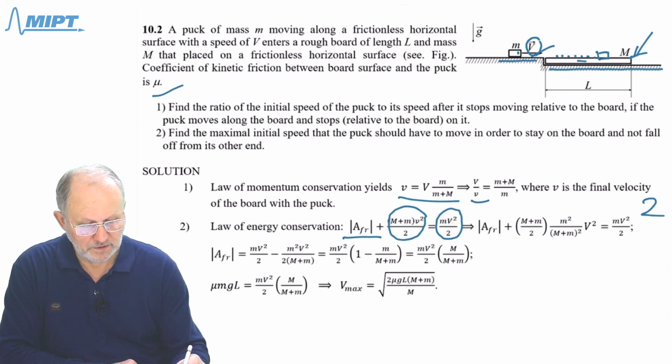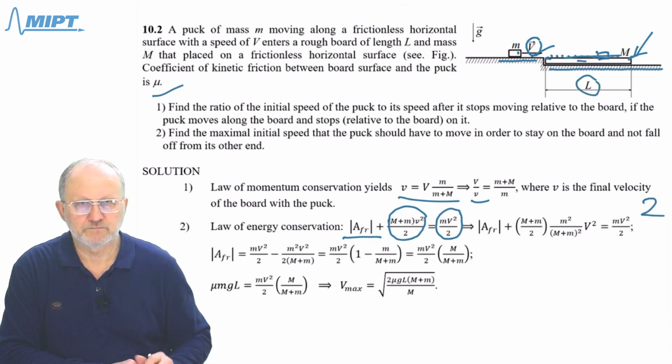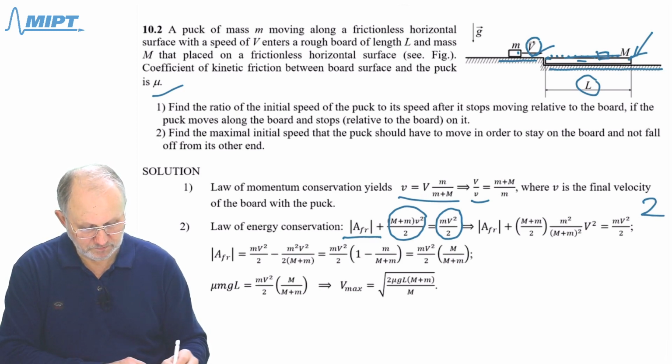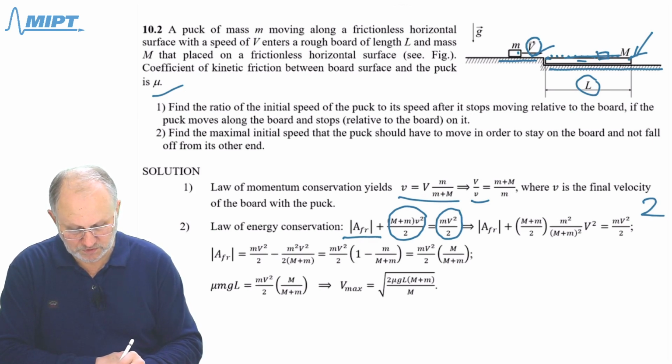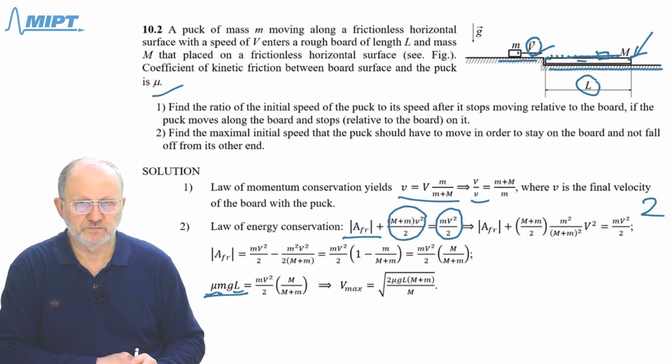Forces of friction act between the puck and the board when the puck is sliding along the surface of the board. So forces of friction are acting through all the length of the board, all the length L. We can calculate from this equation forces of friction. By the way, we know what forces of friction are equal to. This is the weight of the puck, mg, times the length of the board and the coefficient of friction.